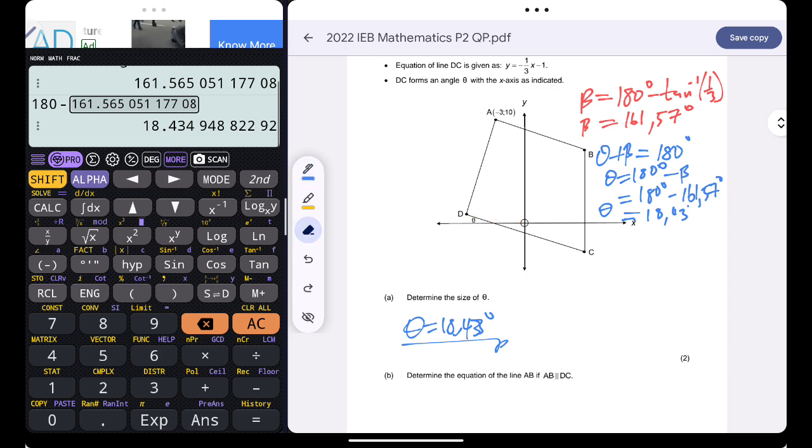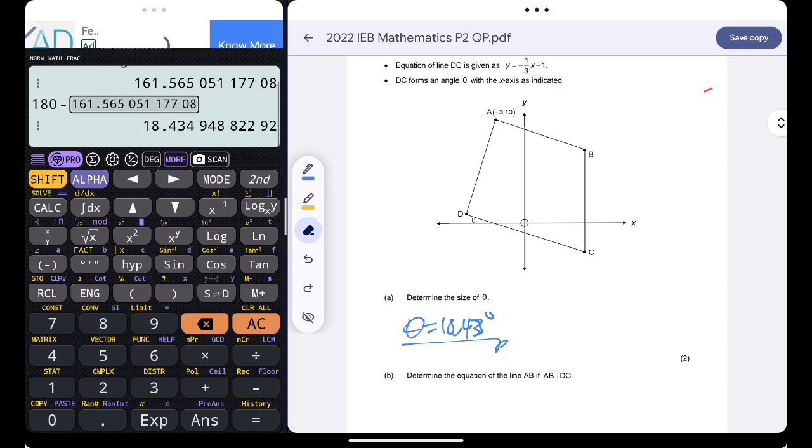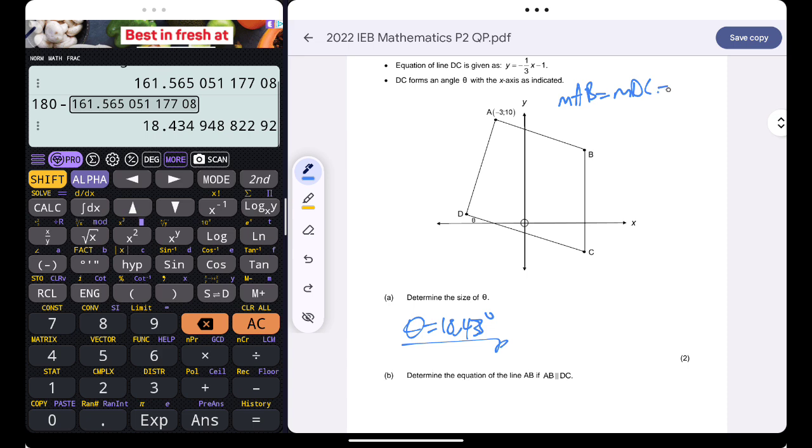Okay, now we are asked to determine the equation of line AB. If line AB is parallel to line DC, please, guys, remember that parallel lines have the same gradients. Are you together? For me to find the equation of the line, I only need two things: a point on that line and the gradient of the line. So the gradient of line AB is the same as the gradient of line DC, which is negative 1 over 3. This is true because I was told that AB and DC are parallel lines.